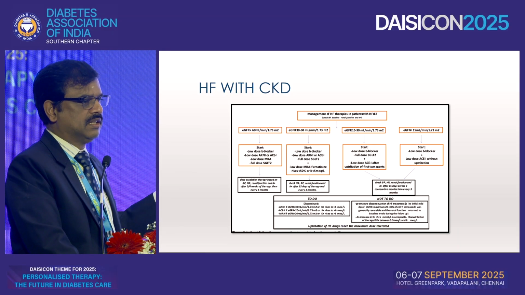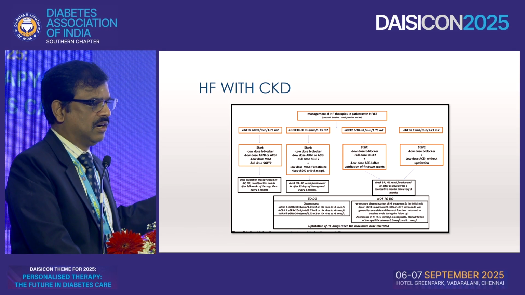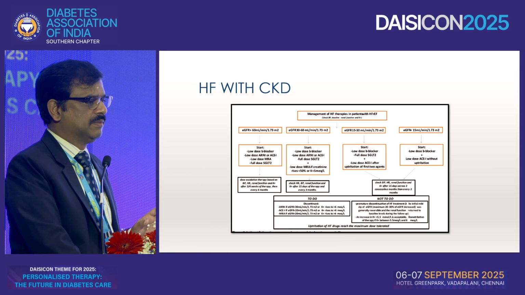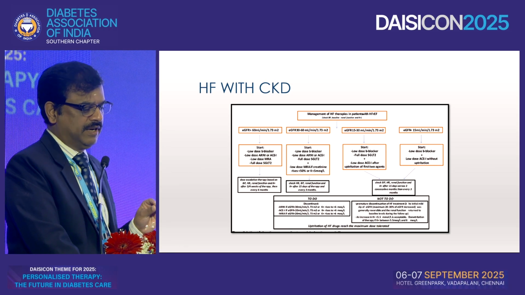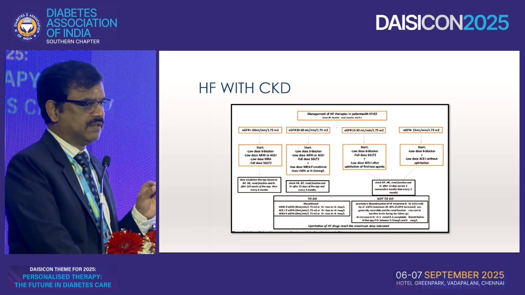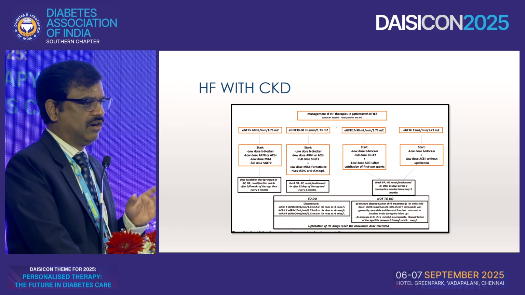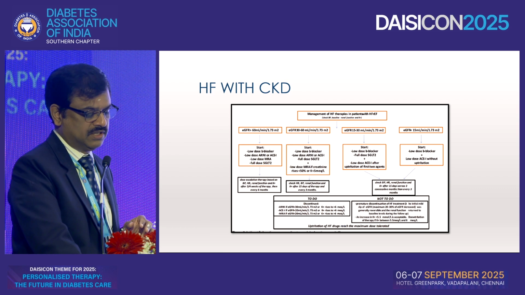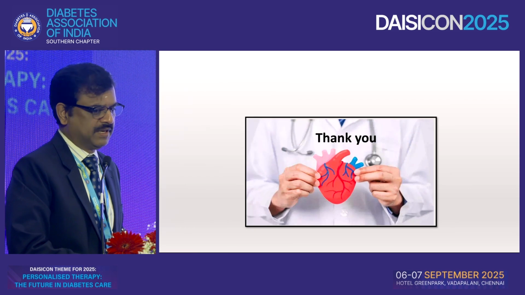In CKD, check the eGFR. If it is more than 60, you can start all the drugs at low dose. If it falls between 30 to 60, you can start beta blocker at low dose, and you can start full dose of SGLT inhibitors. If the eGFR is falling to 15 to 30, please give low dose beta blocker. If already on SGLT inhibitors, you can continue SGLT inhibitors for these patients. Thank you for patiently listening.